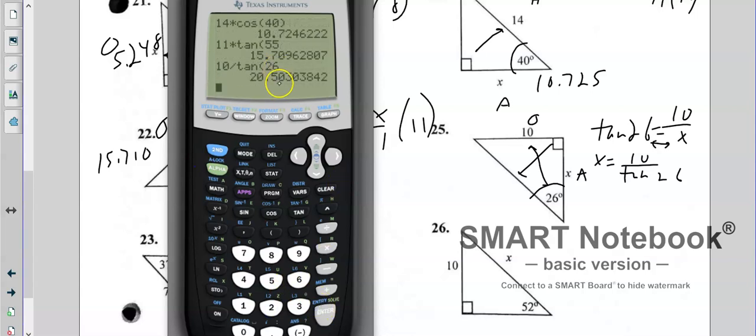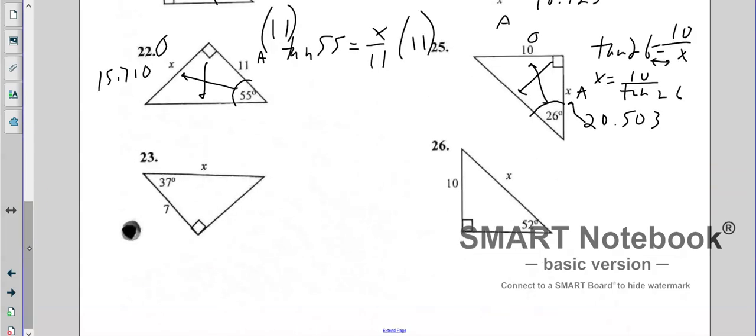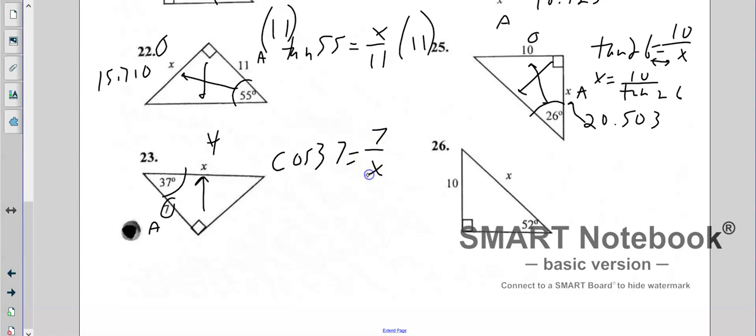So that's 20.503. 20.503. That's x. All right, here's our angle. Hypotenuse. This one is right next door, so that's adjacent. That's cosine. Cosine of 37 is adjacent over hypotenuse.